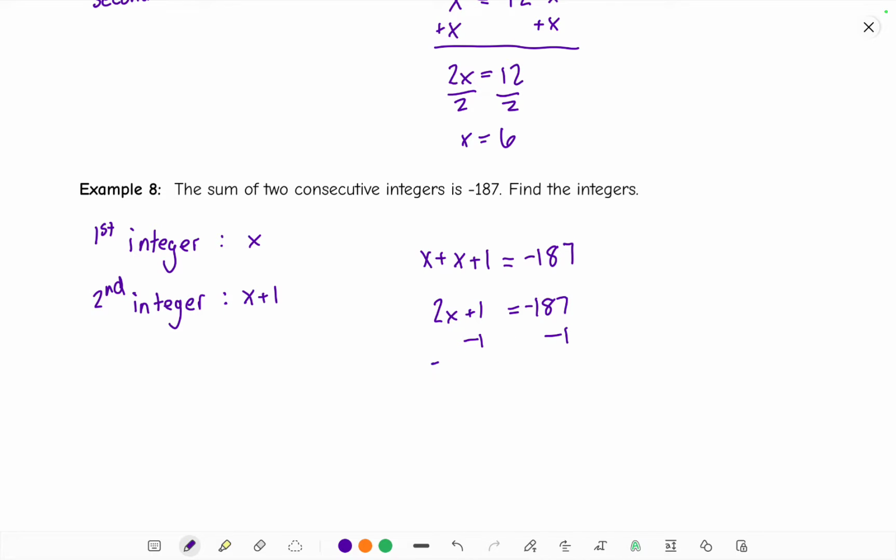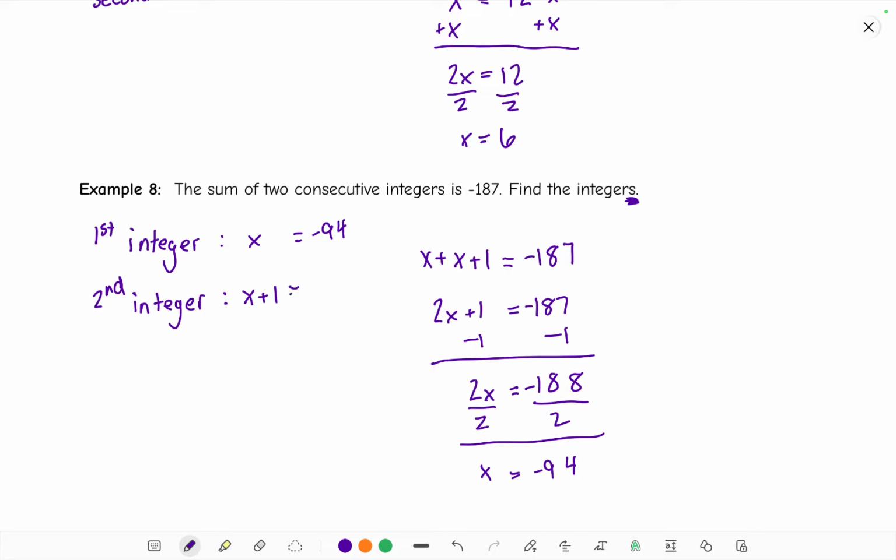Subtract 1, subtract 1. 2x is negative 188. And then divide by 2 on both sides. So x is negative 94. So if x is negative 94, the second integer, because again it's asking for both, is 1 more than that. Don't make the mistake of saying negative 95 though, because negative 94 plus 1 becomes bigger, so it's negative 93. And that is it for section 3.1.